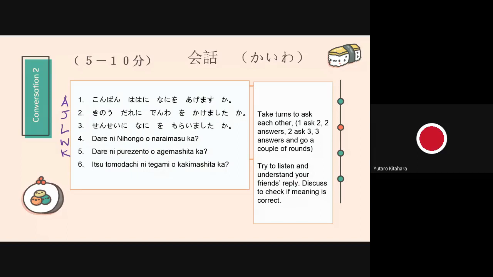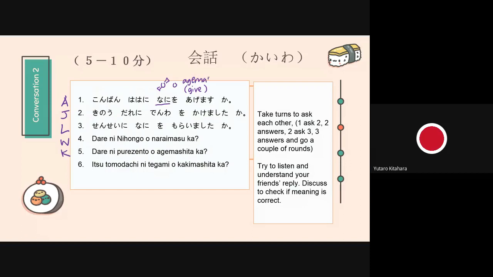Then you answer. Konban haha ni nani yo agemasu ka? Okay, so actually tonight, what you give to your mom? What will you give to your mom? Konban, very good. Haha ni. It can be anything. Toke. Okay, very good. Toke. Agemashita. Correct. Toke wa agemasu.